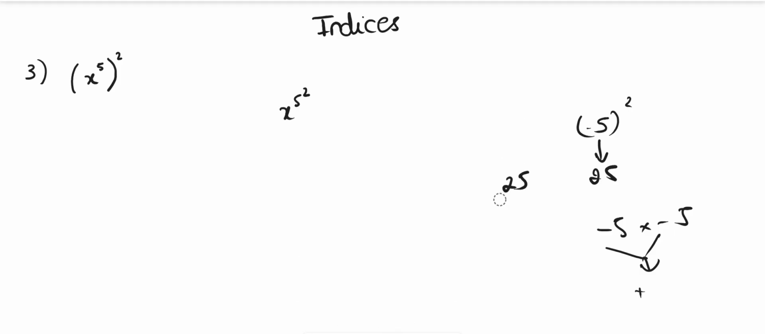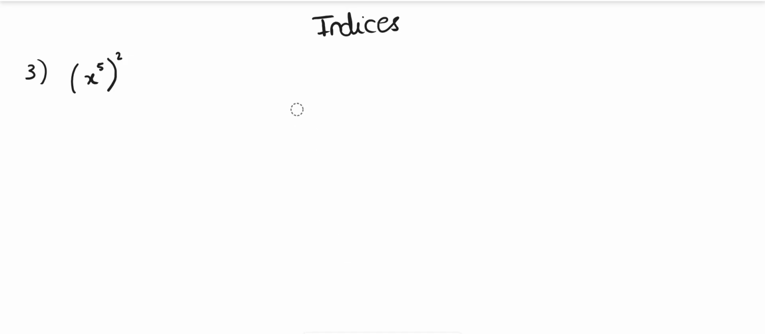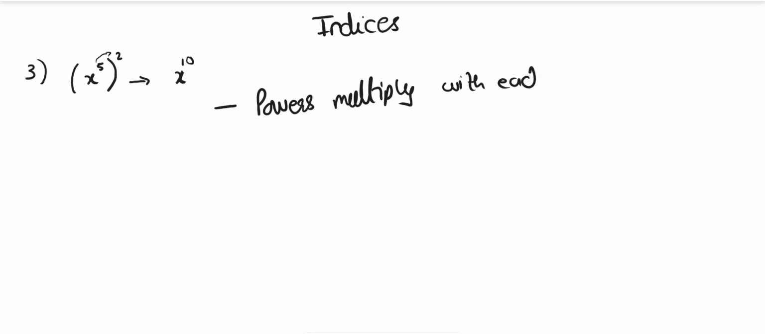So just like that, we have a similar rule here. And what is that similar rule? That similar rule here is that x raised to the power of 5 whole squared, in this case we have x being copied down, and 5 will be multiplied by 2, which is going to be x raised to the power of 10. So basically, we know one thing, that powers multiply with each other. Yes, powers multiply with each other.